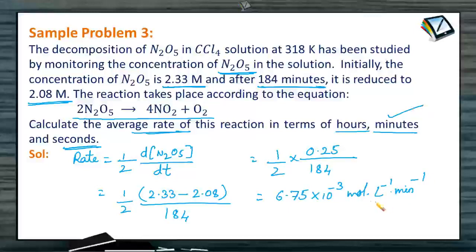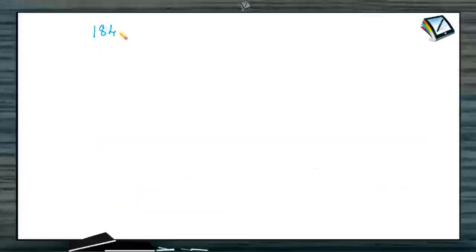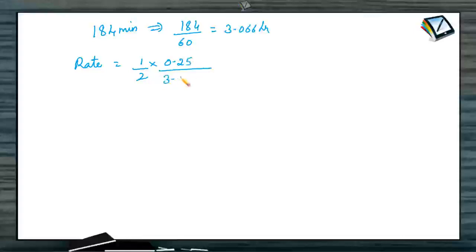So what we need to do in order to get the answer in terms of hours? These 184 minutes need to be converted into hours. So how we will convert? We can convert 184 minutes into hours by dividing with 60, and you'll be getting the value as 3.066 hours. So now the rate becomes half of 0.25 divided by 3.066, and on solving this we'll be getting the value as 4.07 into 10 power minus 2 mole liter inverse hour inverse.